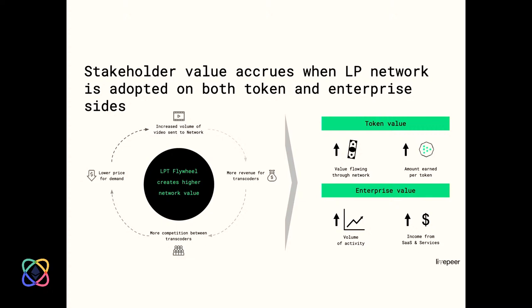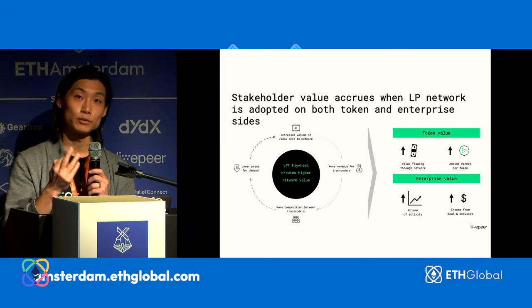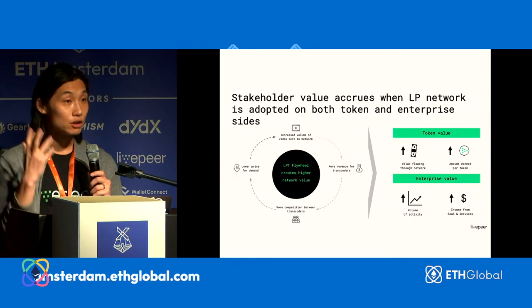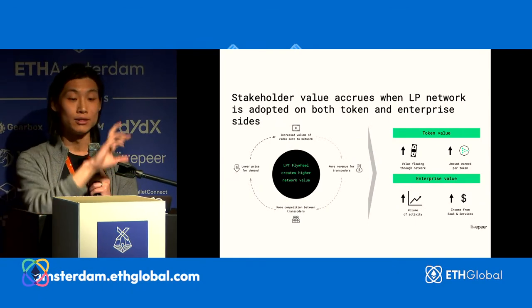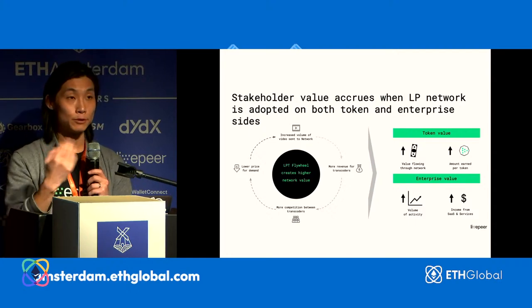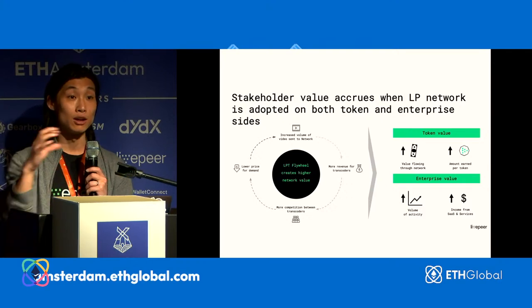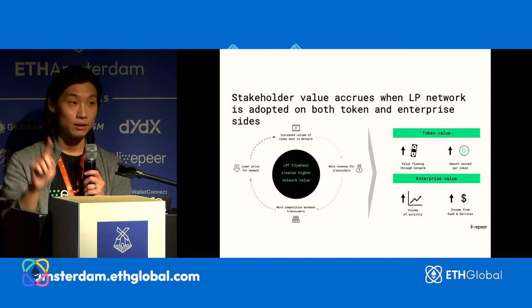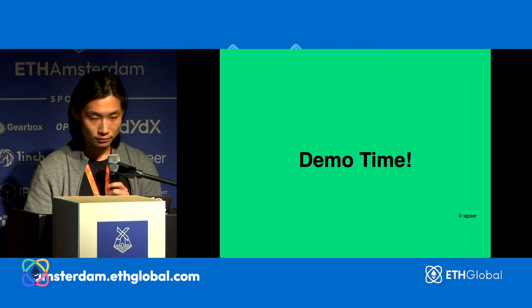So as more demand goes on the network, the more valuable the network becomes, because essentially the LivePeer token represents the amount of revenue that you can capture from all the revenue that's going through the network. And then it kicks off this flywheel where the more demand on the network there is, the more valuable it becomes. Then it attracts more supply, and then that wheel starts going.